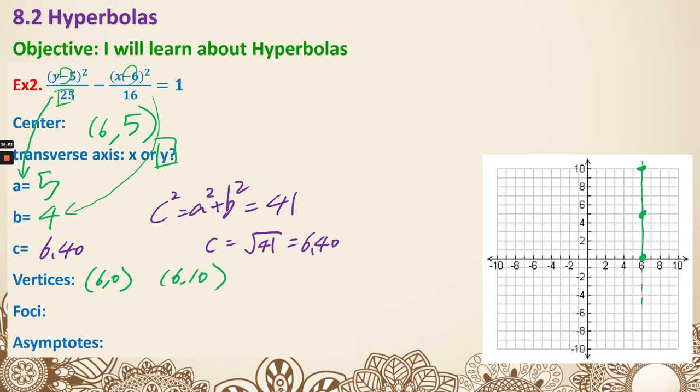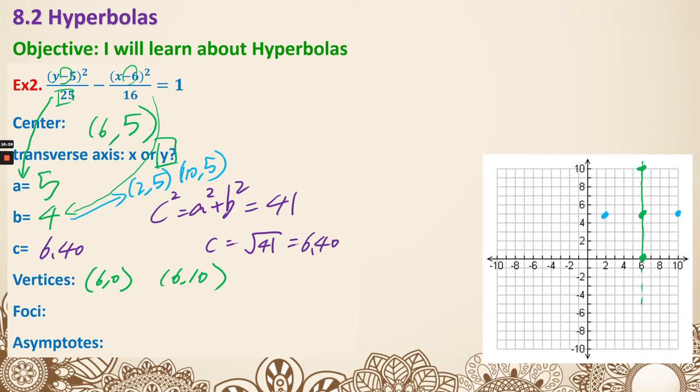Next, let's also find out about our B, so we can generate the rectangle. My co-vertices would be 4 away horizontally from the center. So to the left 4 and to the right 4. That is going to give me a 2, 5 and a 10, 5.